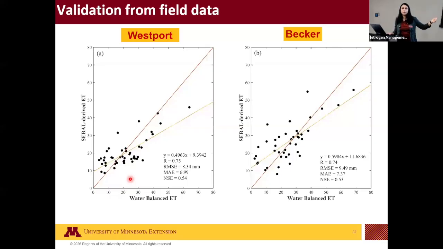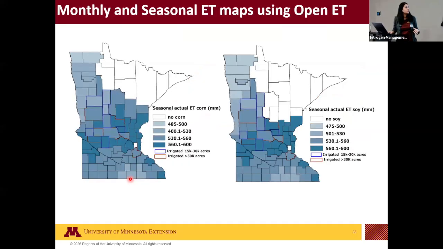And we also compared it with OpenET, which is a validated product, and we are very close to OpenET results as well. Now this is the map that I was talking about, monthly and seasonal. I'm not showing you monthly, but this is seasonal corn ET, soybean ET at county scale. The highlighted counties are irrigated counties, and this is all acres, average, both rain-fed and irrigated.